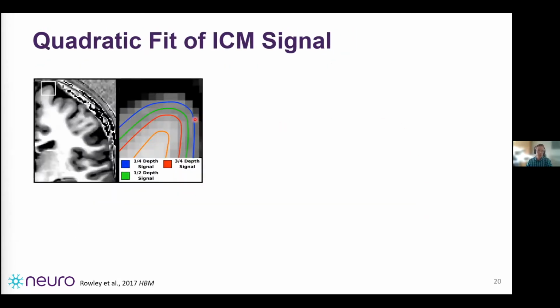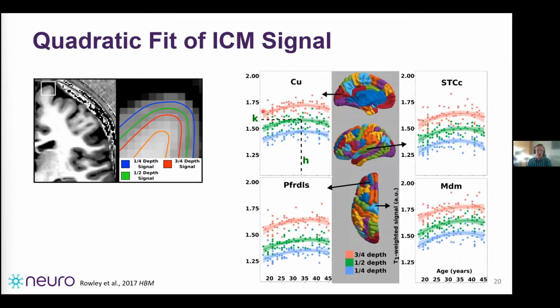So we took this signal from the ratio in 67 individuals aged 17 to 45, and we sampled it across 3 cortical depths, where the 1/4 depth was closest to the pial surface, or CSF, and then moving inwards towards the white matter, we had the half depth and then 3/4 depth. So if we plotted that across the brain, again, pulling out just 4 sample regions, we see nice separation actually between the 3 cortical depths.